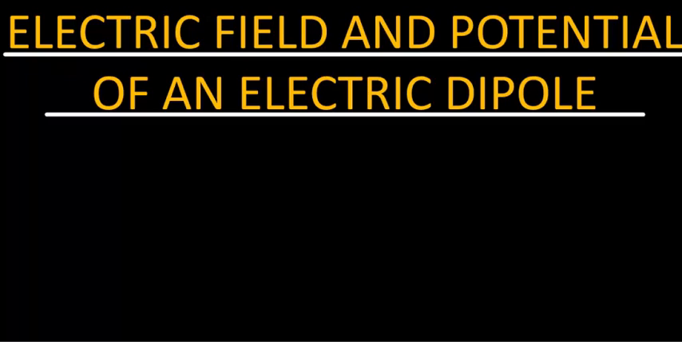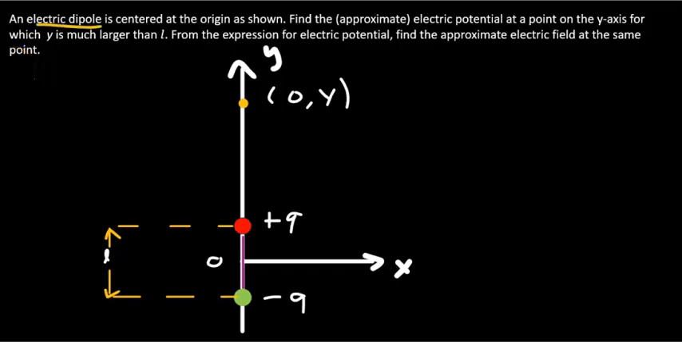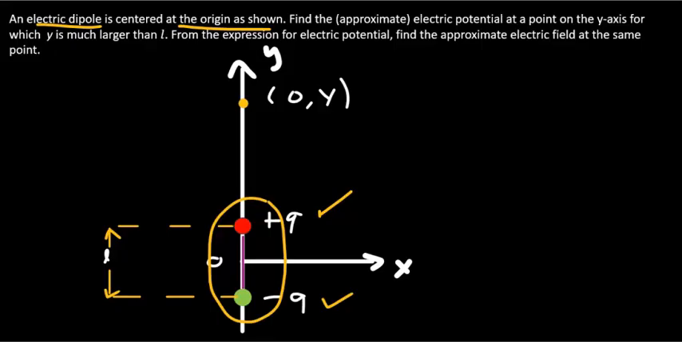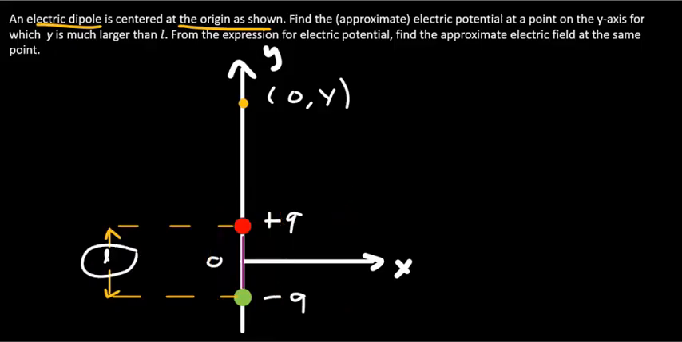In today's video, we will show you how to calculate electric field and electric potential of an electric dipole. An electric dipole is centered at the origin as shown. So that is the dipole system, with a plus charge on top, negative charge at the bottom. The separation distance is L.